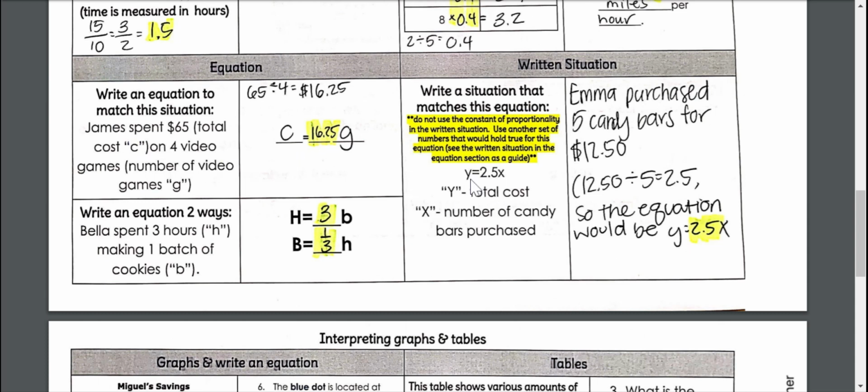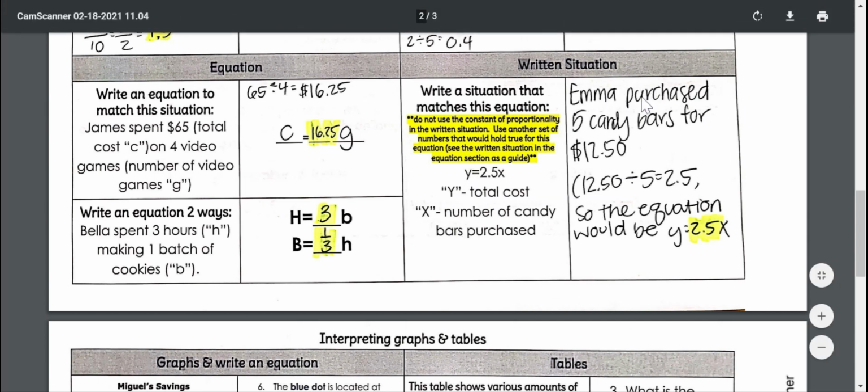Okay, so this situation is saying that the total cost of something is going to be equal to $2.50 times X, which is the number of candy bars purchased. So we're talking about buying candy bars here. So basically, I just need to write a sentence in which the total cost is equal to 2.5 times the number of candy bars purchased.